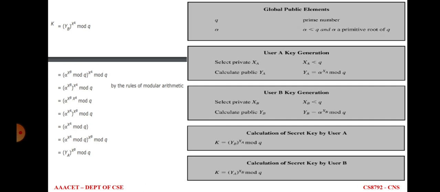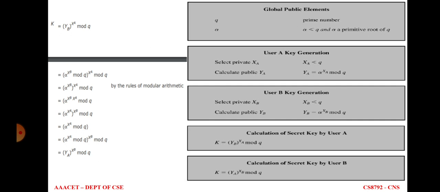That is the main point of this algorithm. On the left hand side, we can derive one key value from another. Here there are two key values. One is generated by user A, the fourth box, and the other is generated by user B, the fifth box. We can easily derive one key value into the other by substituting the above values. Initially we start with the first key value generated by user A. So K is equal to YB power XA mod q. This is the key value generated by user A. After this, we can substitute the value for YB. In the third box, you can see the YB value is alpha power XB mod q.